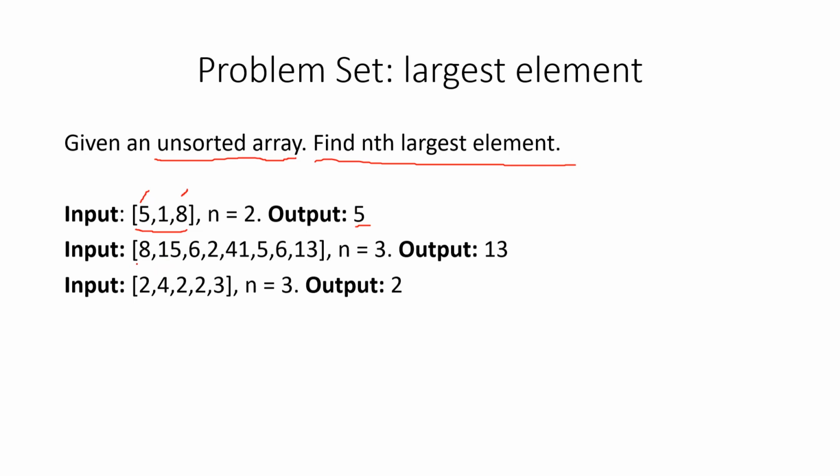Here, similarly, you need to find the third largest element, which is 13. The largest one here is 41, then 15, and then 13. So that's why the output is 13. In the third example, we have duplicates, like repetition of numbers more than once. But here the largest element is 4, the second largest is 3, and the third largest is 2. That's why its output is 2.